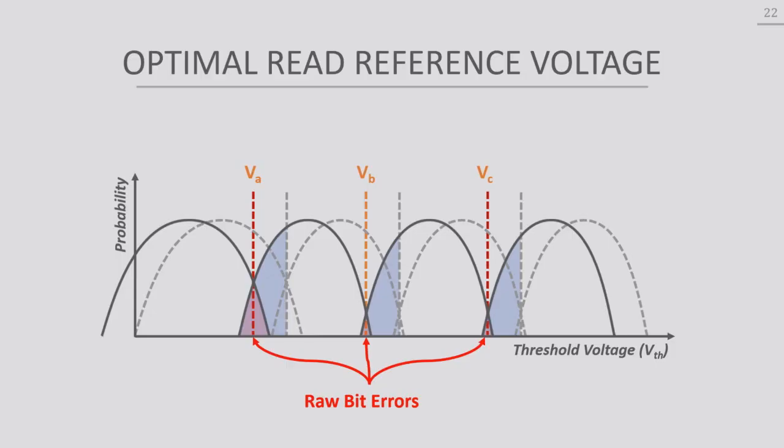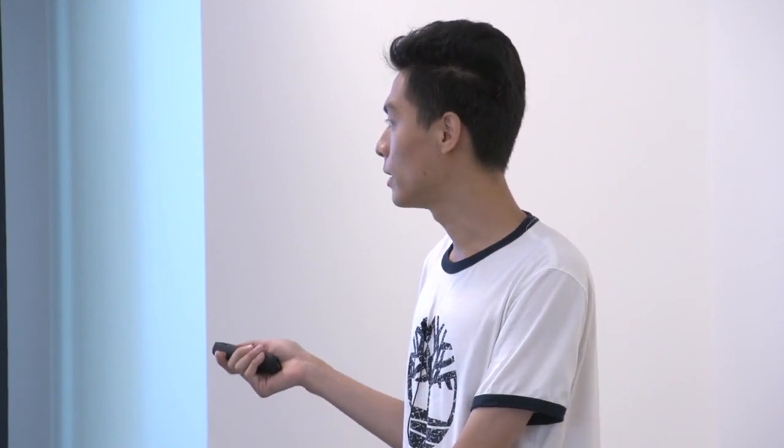However, if we can predict how much the distribution has shifted, and then shift the read reference voltages by the same amount, we can minimize the raw bit errors. These shifted read reference voltages we call the optimal read reference voltages, and they are typically at the boundary of 2 neighboring distributions.